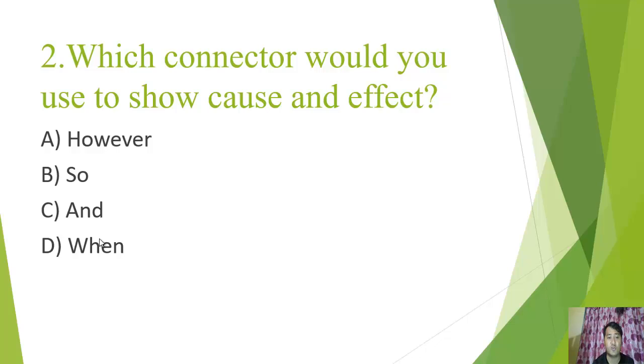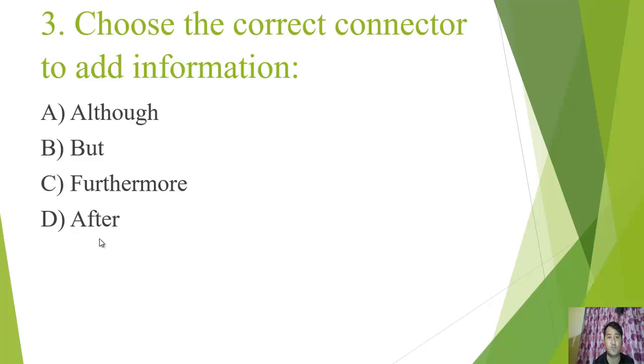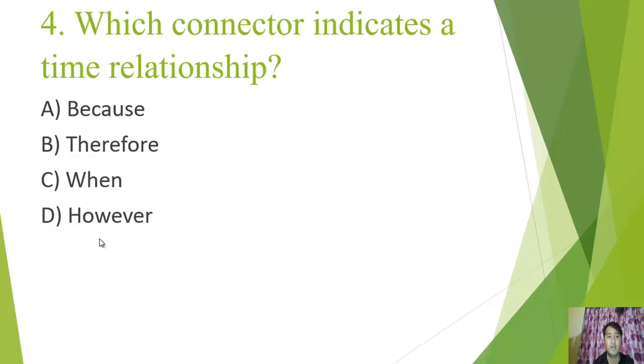Which connector is used to show a causative fact? However, so, and, when. So they'll choose one correct answer. And choose the correct connector to add information. Is it although, but, furthermore, after? And finally, which connector indicates a time relationship? Because, therefore, when, however. I'm very sure these four questions cover the four types of connectors and three examples each under each connector.